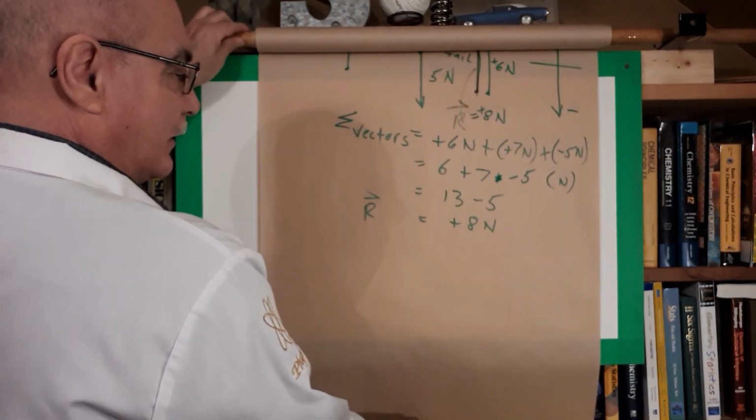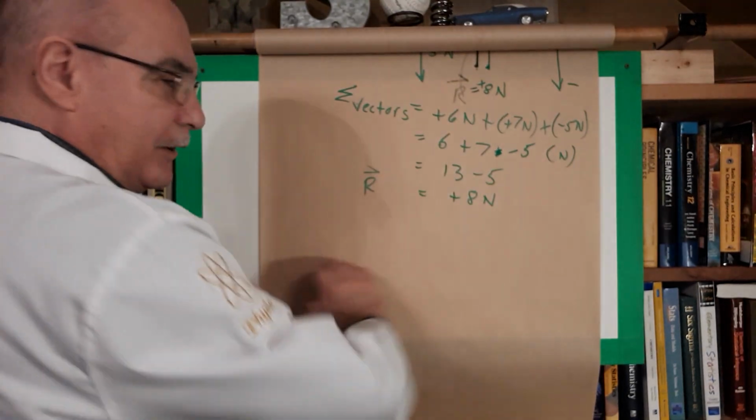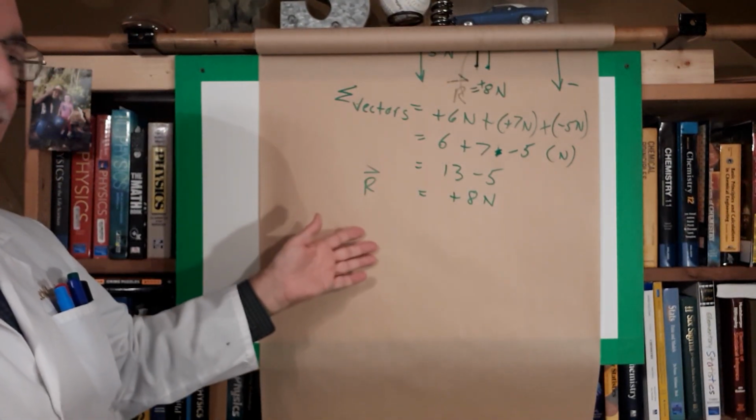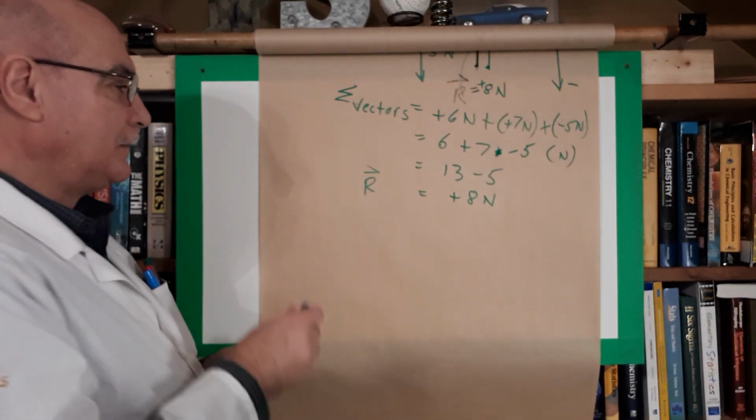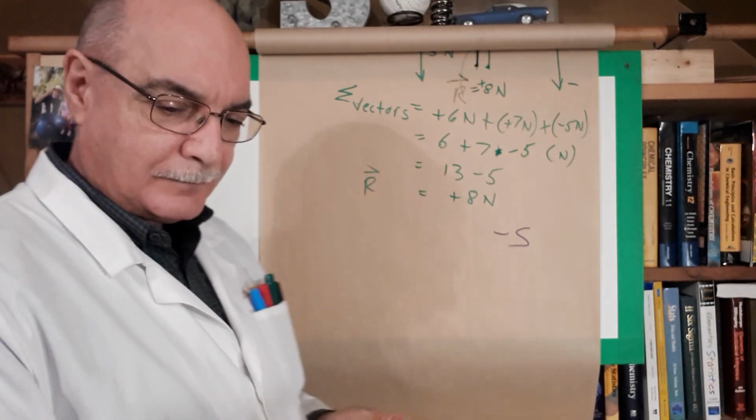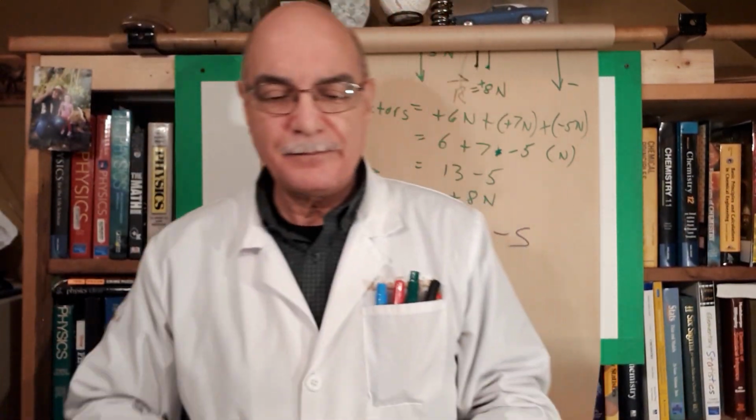So this is the addition of simple vectors, completely horizontal vectors, and completely vertical vectors. They're easy to add up. And this is physics.